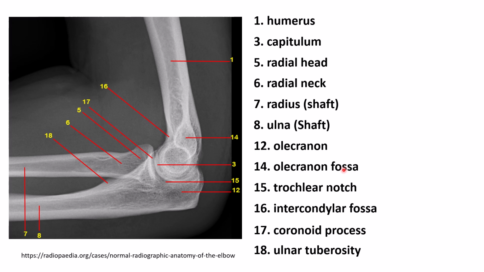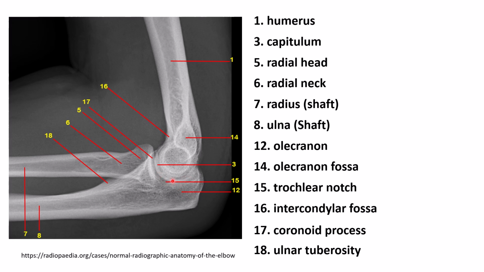This in turn is the lateral view of the same right elbow. For orientation, number 1 again is our humerus. And number 14, becoming clearly visible in lateral view, is the olecranon fossa, or the depression located in the distal humerus. Number 12, the olecranon, is a protrusion from the ulna.